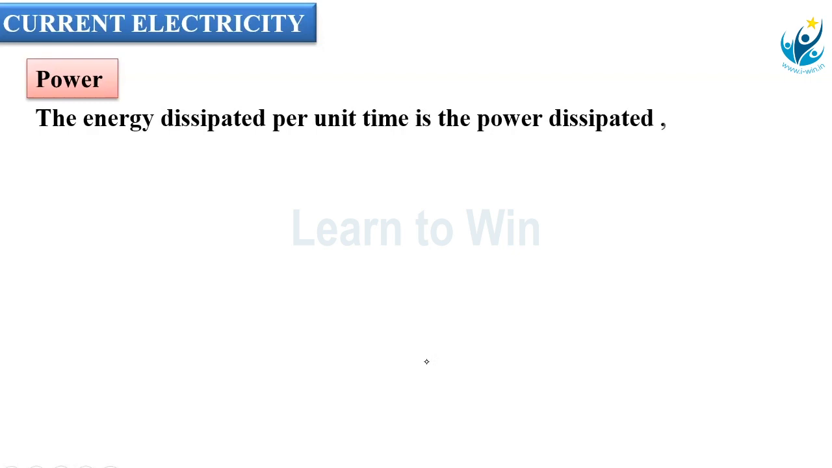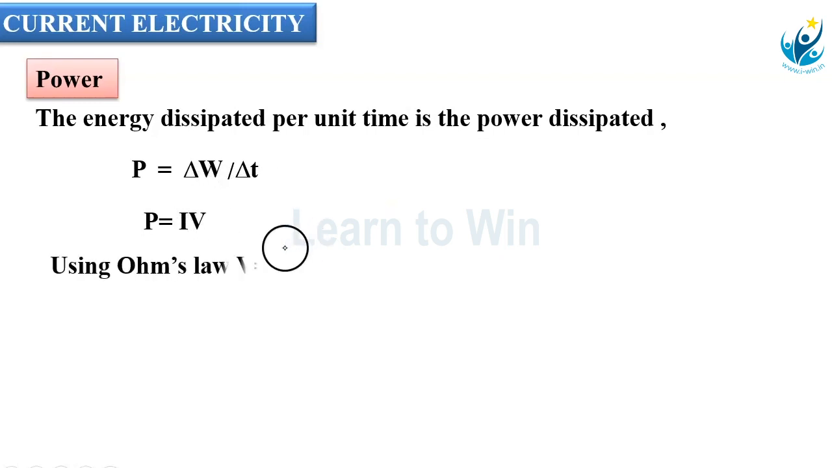Next, power. The energy dissipated per unit time, usually the rate of work done or rate of energy dissipated. Here it is defined as the energy dissipated per unit time is the power dissipated. P equals delta W by delta T. P equals IV, already we derived it.